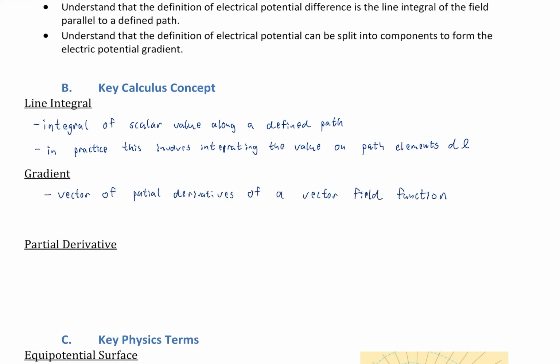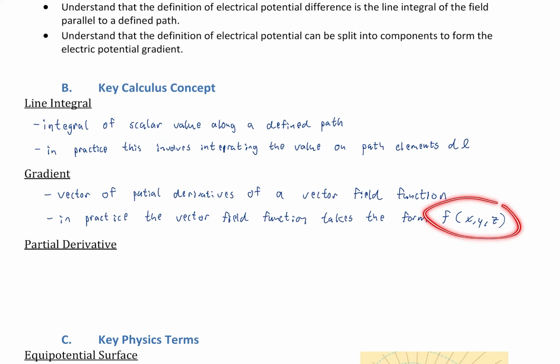What is a gradient? Well, a gradient is a vector of partial derivatives of a vector field function. Now, what's a vector field function? Well, that's what the electric field is. The electric field is a vector field function. If I have the electric field as a function of x, y, and z, that's just the direction of the vector at coordinates of x, y, and z. And in practice, the vector field function takes the form of that function of 3 variables.